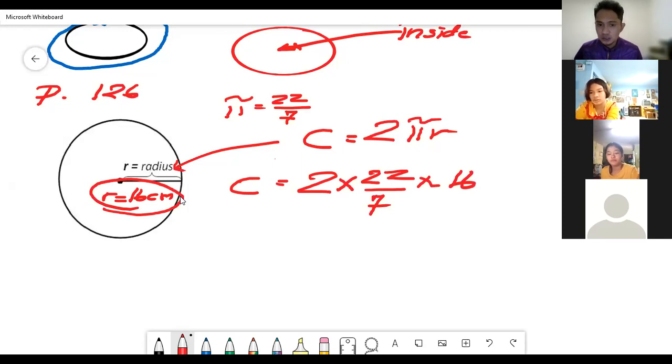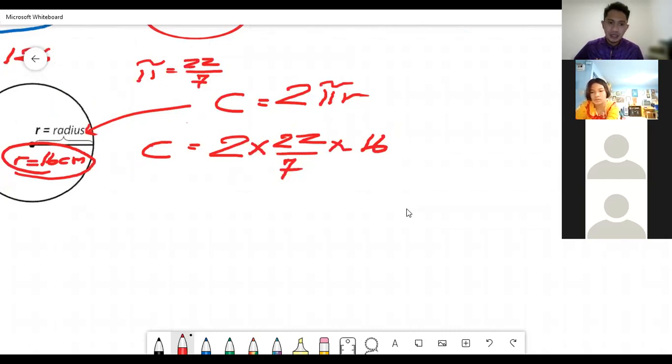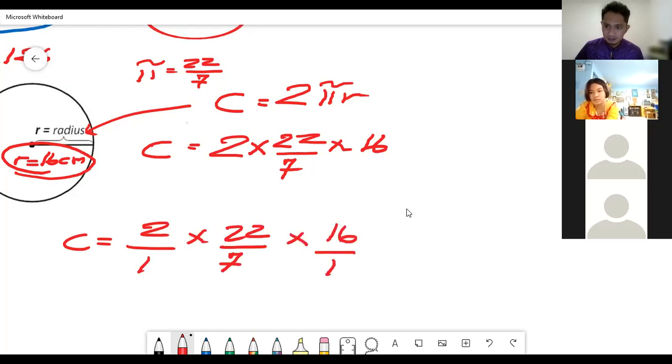2 times 22 over 7 times 16. Do not forget, this is a fraction. Multiplication of fractions, do not be confused. So that is 2 over 1 times 22 over 7 times 16 over 1. Then multiply. Can we cut 22 and 16? 7 and 16? Can we cut 7 and 16?